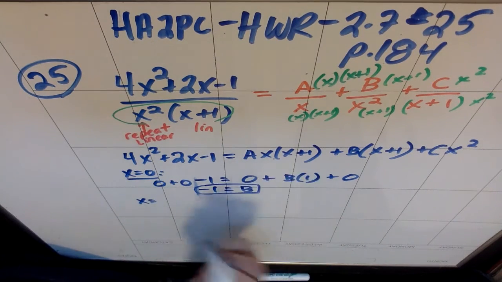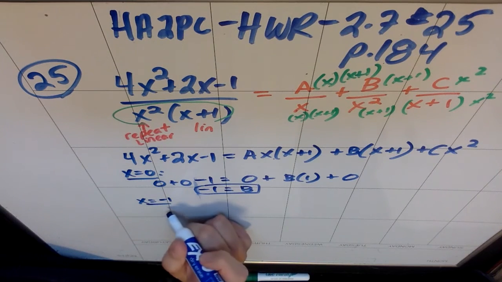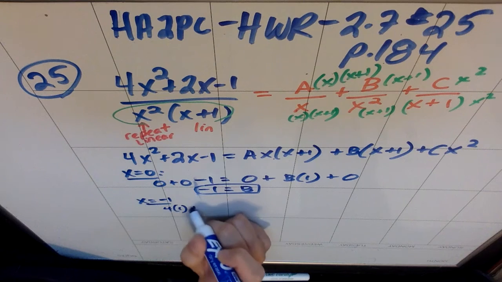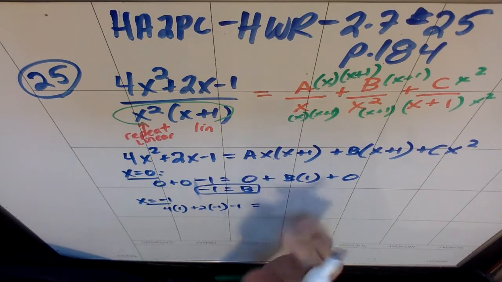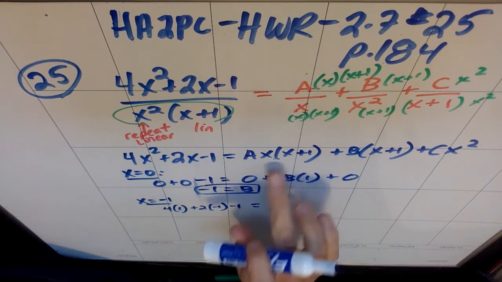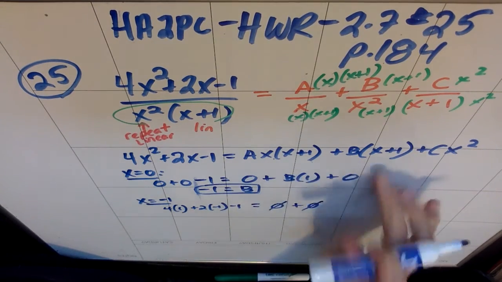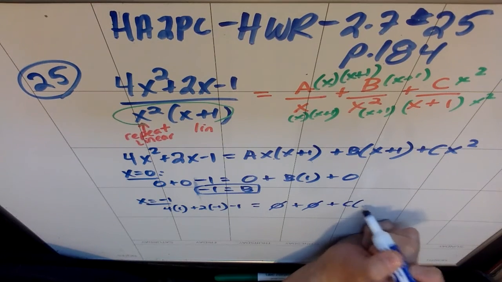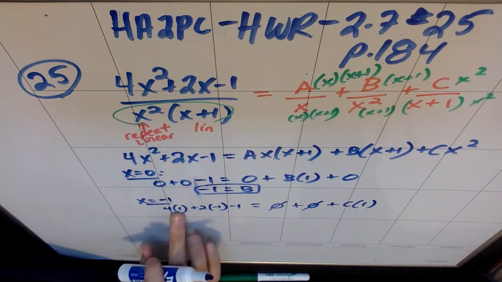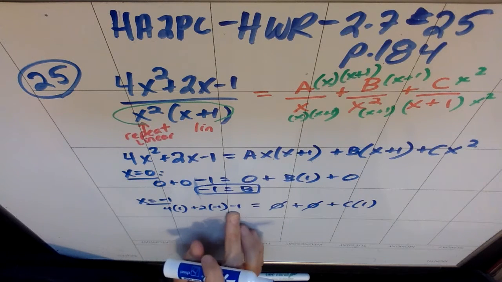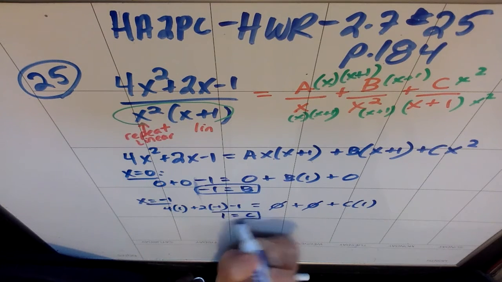If I plug in negative 1, I'll be able to knock out any of the x plus 1s. So when I do that, I'm going to get a 4 times a positive 1 plus a 2 times a negative 1 minus 1 equals, when I plug in the negative 1, anybody with the x plus 1 is going to go away. So the A times this whole thing is going to go away, and the B times this whole thing is going to go away, and I'm just going to get plus C times what comes out to be a positive 1 because it's a negative 1 squared. So on this side, I have 4 minus 2 minus 1. Well, that's a 4 minus 3, so that's a 1 equals C, so I get my C as 1.